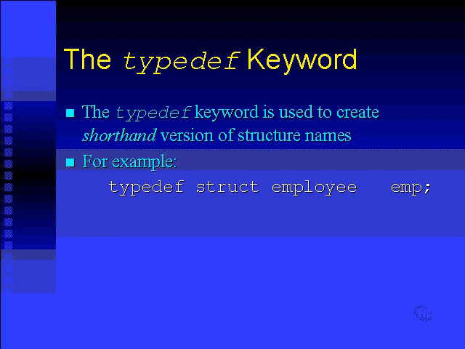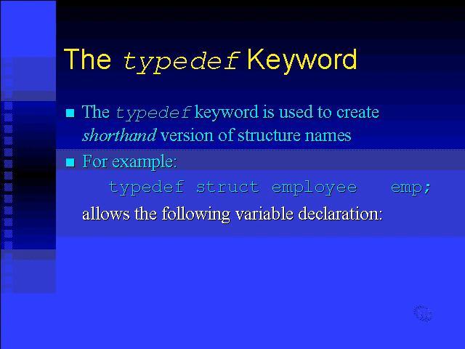Well, it actually creates for us a new type. It defines, that's the def in typedef, a new type called emp, and emp is exactly equivalent to struct employee. So in other words, you can think of it as an alias. You can think of it as a shorthand name. When you've got a type definition like that in place, you can create the following variable declarations.